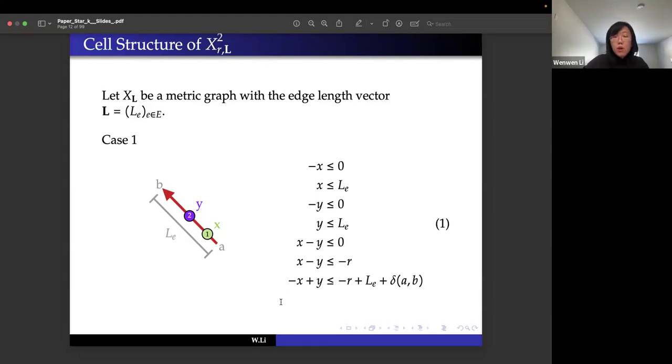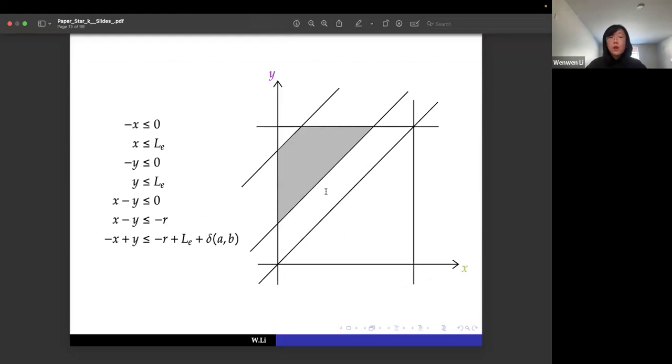Yeah, so let me move on. Because we have this inequality system and we only have two variables, we can draw the solution space for this inequality system. And this is what we did. So this shaded area is a cell for this restricted second configuration space. Okay, so this is a cell.